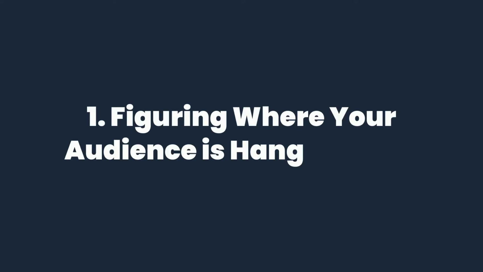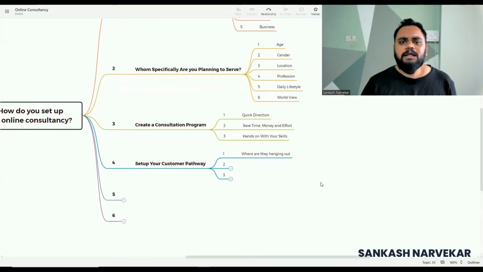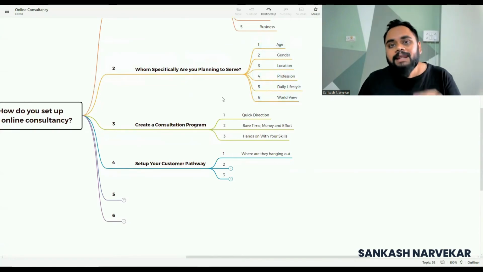Number one is you need to figure out where your customers are hanging out, because see, a lot of people make this major mistake of putting out content where people are not hanging out. Now, if you do that, is that content going to work for you? Obviously not, right? So the first thing to identify is where are your target customers, these people whom you have found out, where are they hanging out?